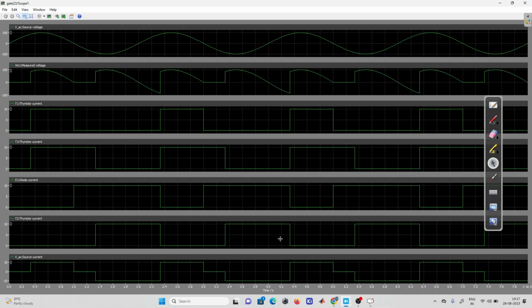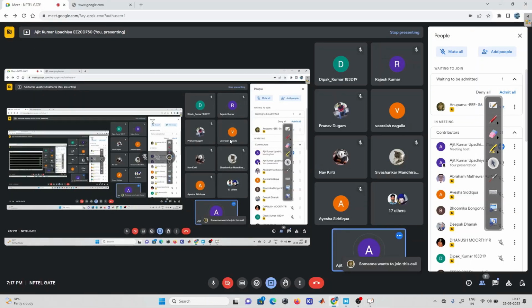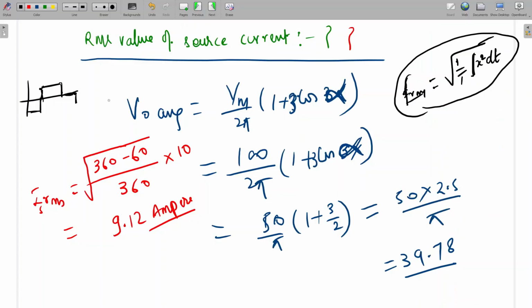So 0 for some duration, again it is minus. Okay, so this waveform you can consider. So this is 2 pi. Let's say this is 0. This is how much? Pi by 3. So this duration will be 60 degree.